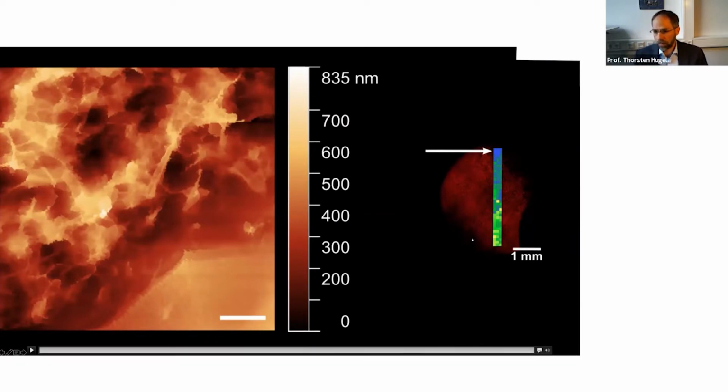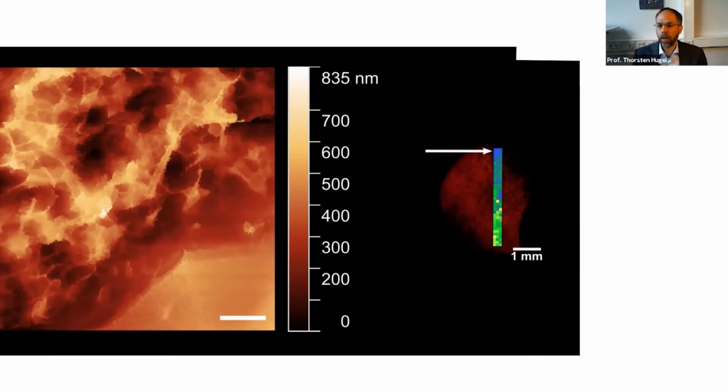And so this was the same sample as before. And I cannot mention this often enough: it looks intact if you look at it by eye. And this is all imaged in buffer.